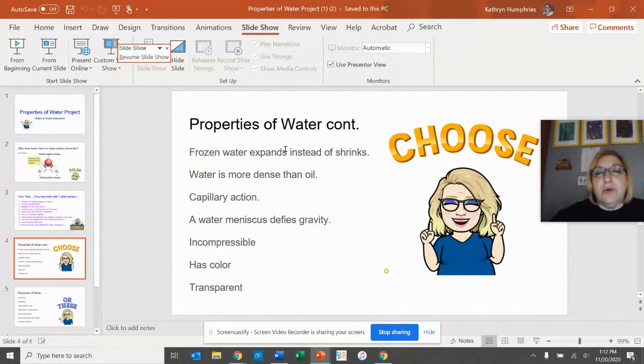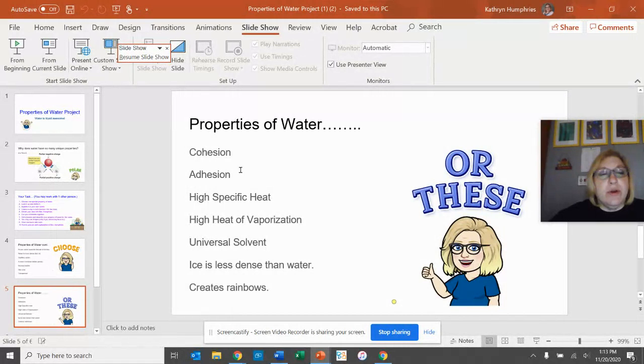And here are the wonderful properties of water. It expands instead of shrinks when it freezes. Water is more dense than oil. It has capillary action. A meniscus will defy gravity. If you don't know what that means, then pick that one and look it up. It's incompressible. It has color, or does it? Look that up. Is it transparent?